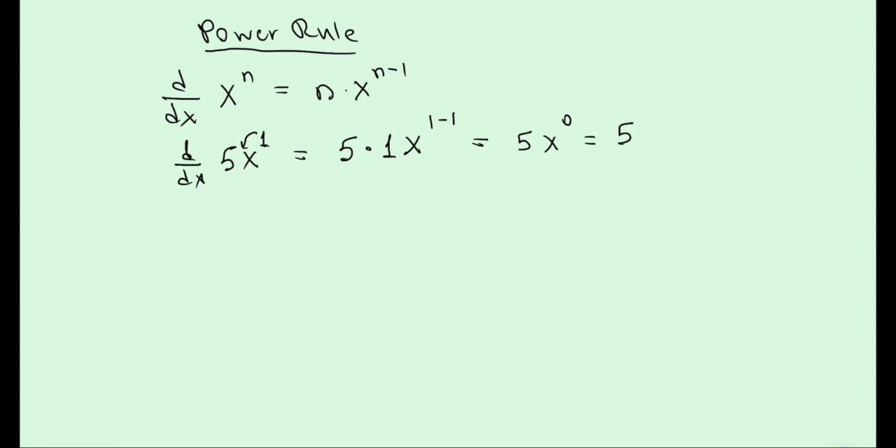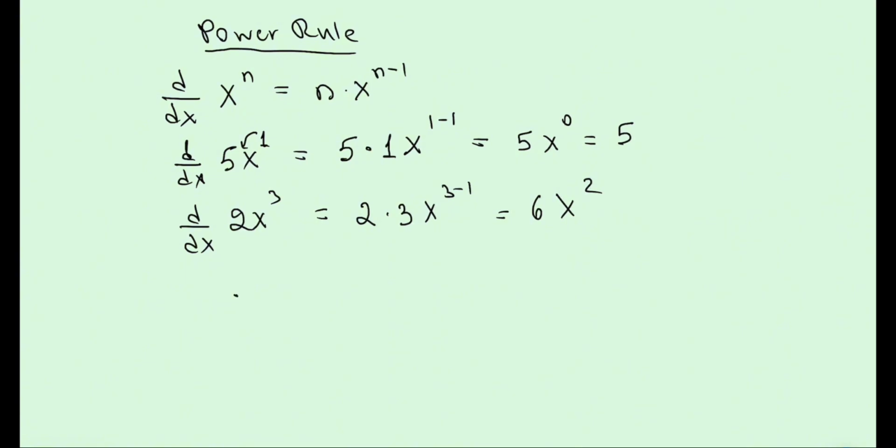Let's say we have 2x cubed. What would be the derivative of this? So this would be 2 times 3x to the 3 minus 1 power. So we get 6x raised to the second power.